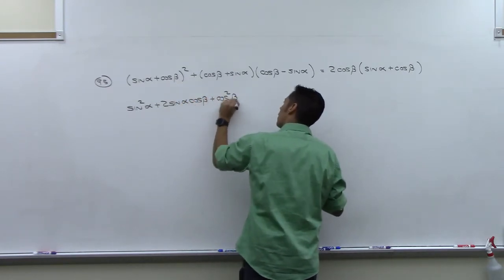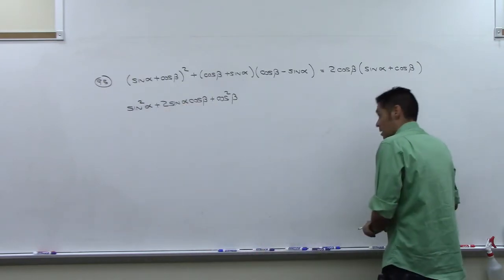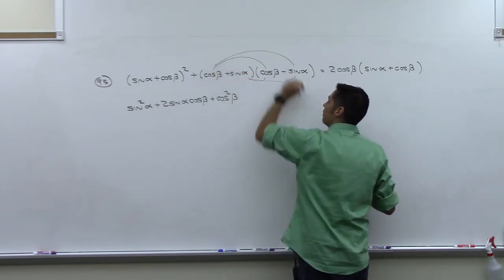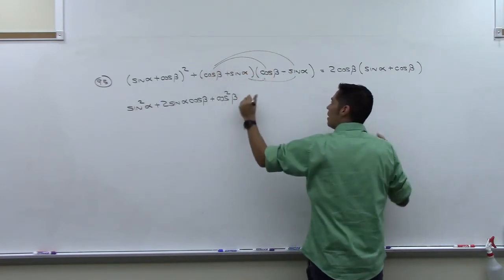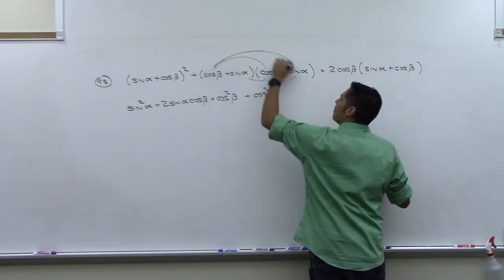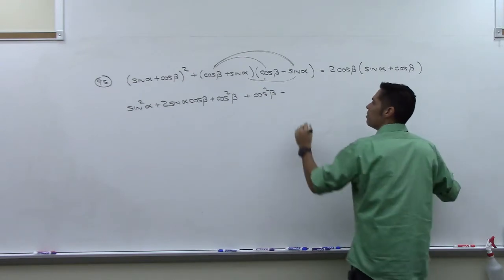Okay, so that's what you would get if you expanded that. Now I need to do this one. Here, here, here, here. So cosine beta and cosine beta gives me a cosine squared beta. Here times here gives me a minus. Oh, those are identical. Okay, the middle terms are going to go away, I think.